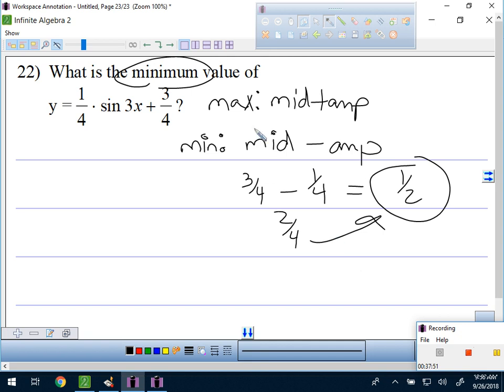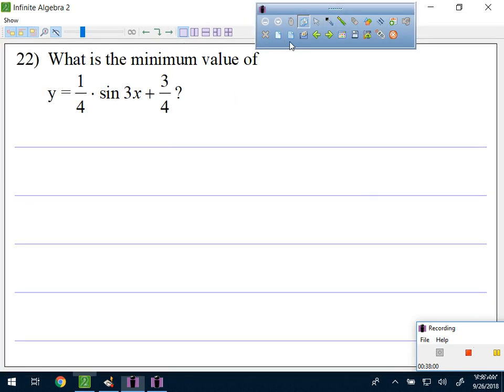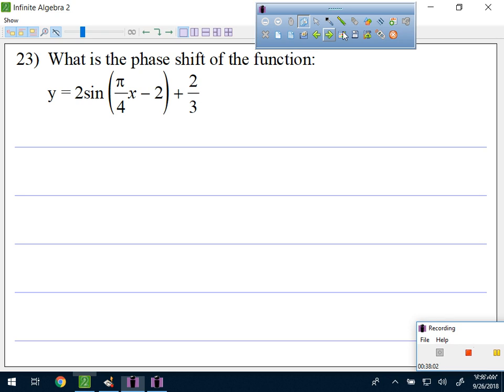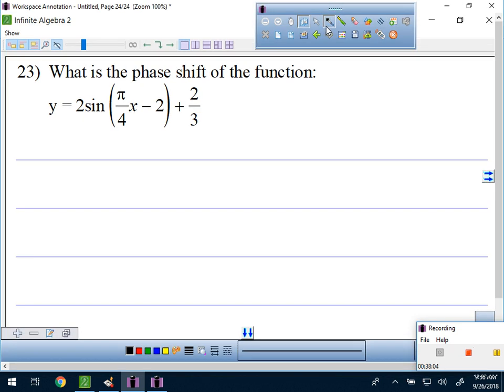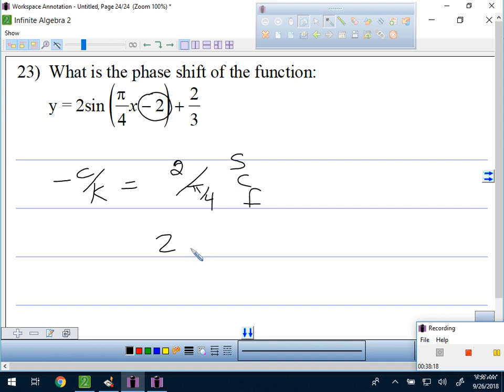That's great. All right, for 23, it wants to know what the phase shift is. That's it. Just pretty straightforward. What's the phase shift? So the formula for that is negative c over k. In this case, be careful, c is negative 2. That's going to be 2 over k, and in this case k is pi over 4. As weird as that looks, I still need to stay, change, flip it. So 2 times 4 over pi. Nothing crosses out, guys, so I just get 8 over pi.